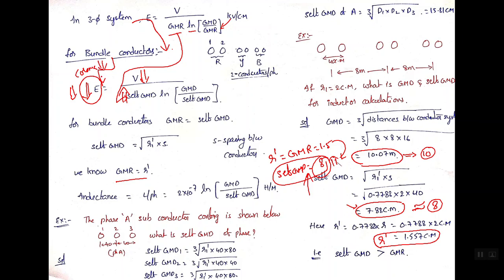For that purpose, that is to reduce the corona loss, we are using the bundle conductor system. How does it reduce the corona loss? Here we are considering two conductors per phase. Due to this, the self GMD value introduced is higher than the GMR value. So this denominator is higher, which means the electric field intensity decreases, then the corona loss will decrease. That's the way we have to understand.